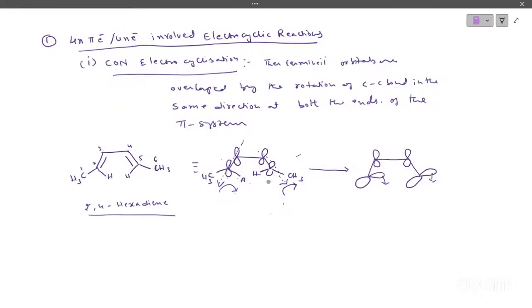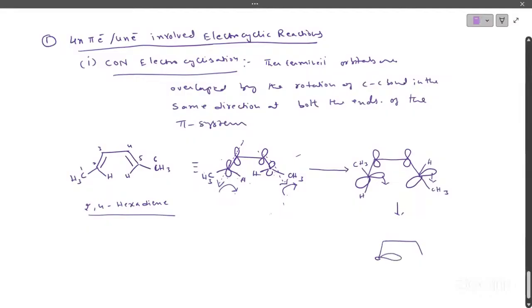Similarly, at the second carbon, it is also undergoing clockwise rotation. The methyl group is moving down, hydrogen is moving up. Then the attached bonds are oriented like this. This is the CH3, this is the hydrogen. This is the hydrogen, this is the CH3. After complete overlapping, whatever the product we can get, this is the product.